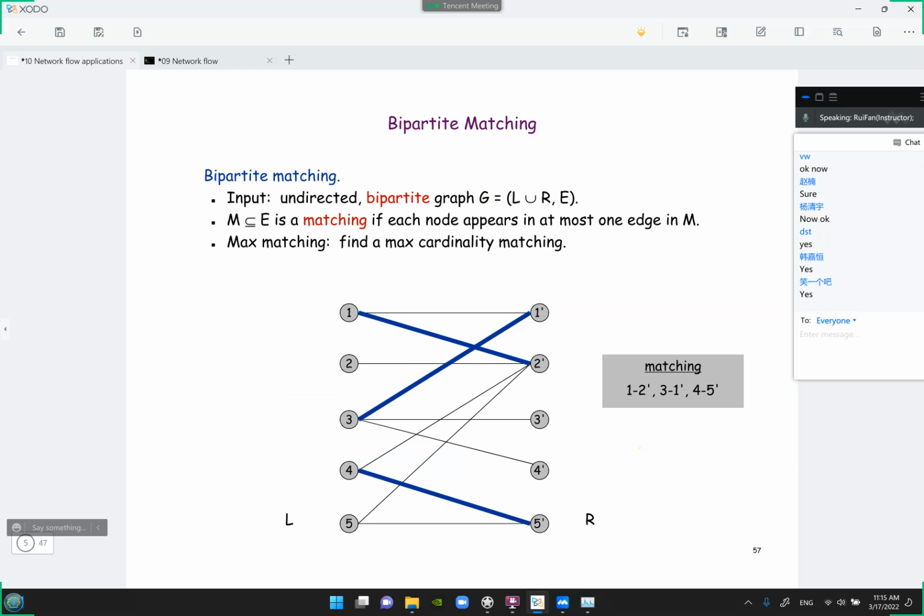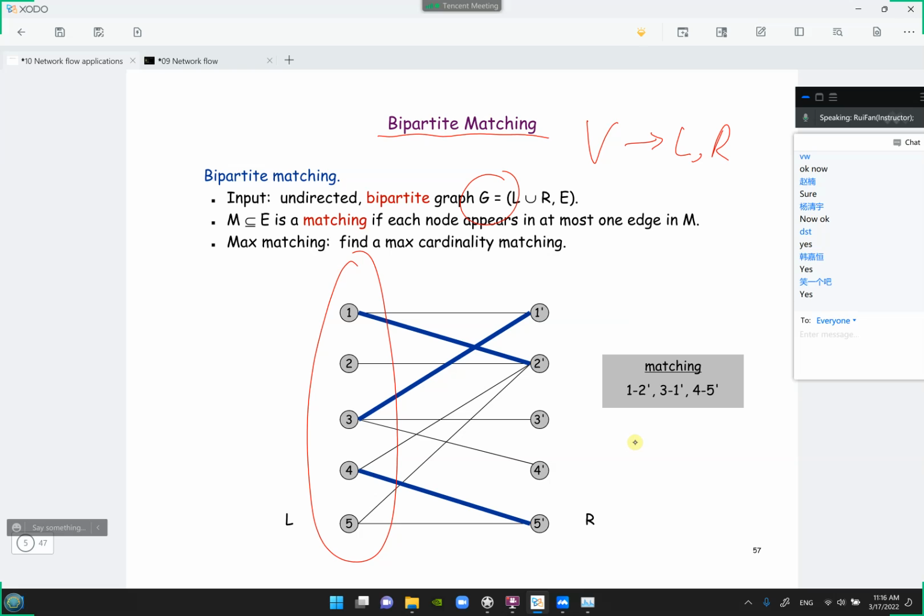Now we're going to look at bipartite matching. First of all, we're going to restrict the graph to be a bipartite graph. A bipartite graph just means that you can take all of the vertices and divide them into two parts, the left part and the right part.